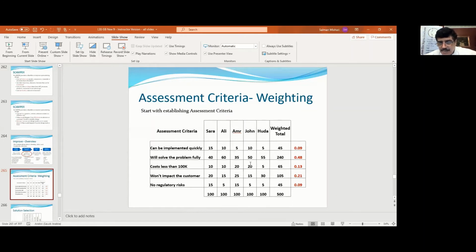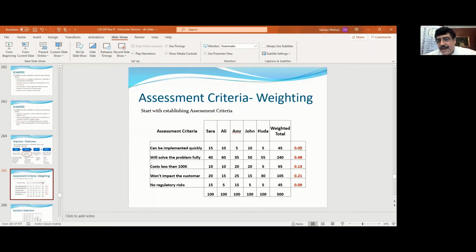Let me take a good example here. Let's say Ali does not agree too much with Sarah. He thinks that this should get more weight and so on. But that's what you do. You just add all of these horizontally, and you get a number here. So the total weight here is 45. And for criteria number 2 is 240. So this is the most significant one. That's what almost everybody agreed on.